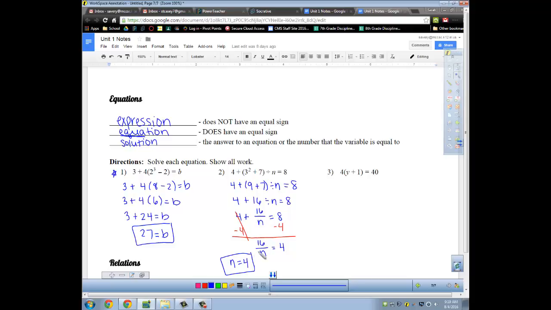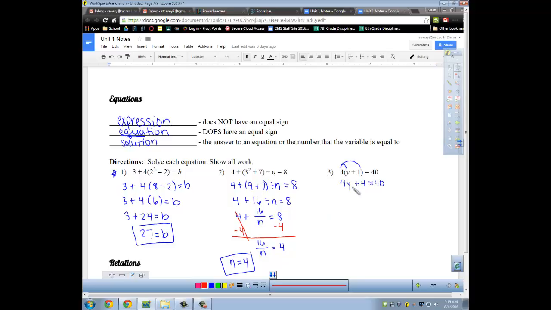And again, if you need more time with this, please do not worry, because we are going to spend a whole day on just this. It's not our focus for today. Number 3, we're going to start by doing the distributive property, so parentheses come first. So we get 4y plus 4 equals 40.